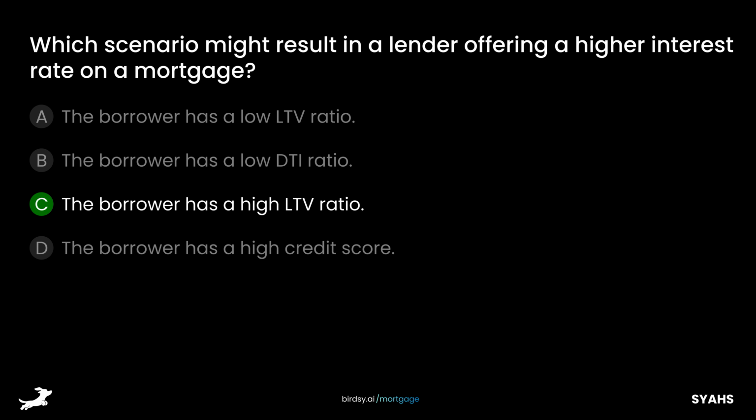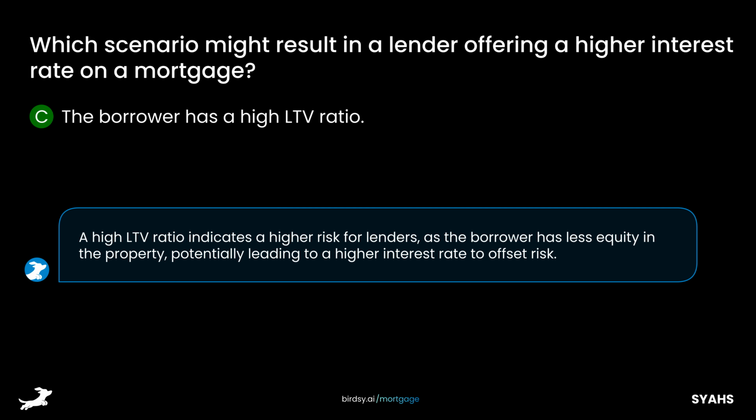The answer is C, the borrower has a high LTV ratio. A high LTV ratio indicates a higher risk for lenders as the borrower has less equity in the property, potentially leading to a higher interest rate to offset risk.